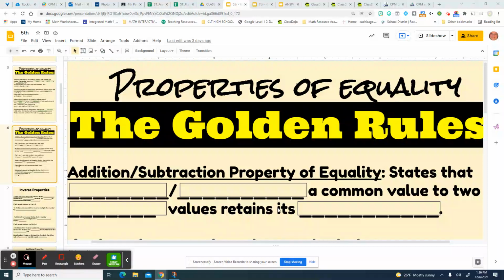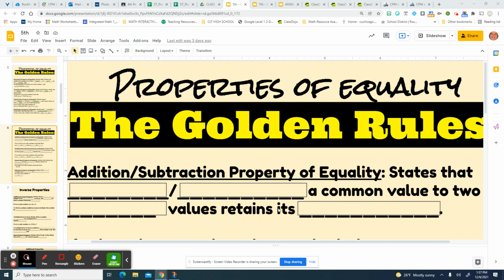Okay, guys, so we're on slide 6. We're continuing to talk about equality, the golden rules. Remember, golden rule in life is treat others the way you want to be treated. Golden rule in algebra is do unto one side as you do unto the other. And so all of these equality rules are going to seem like pretty common sense.